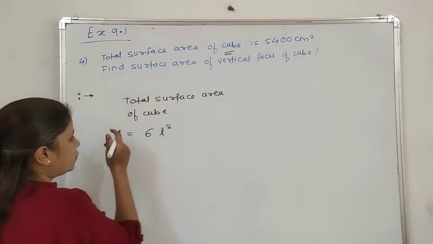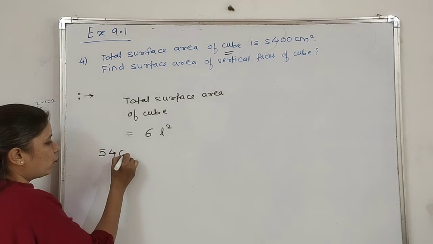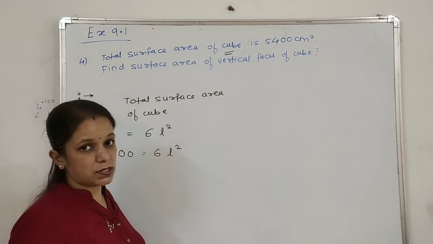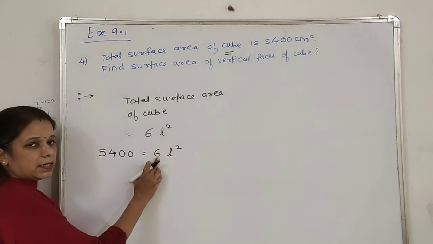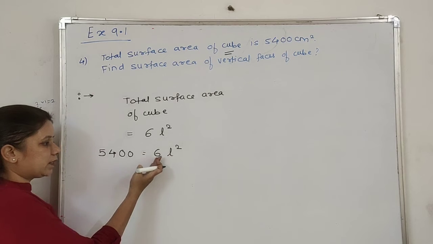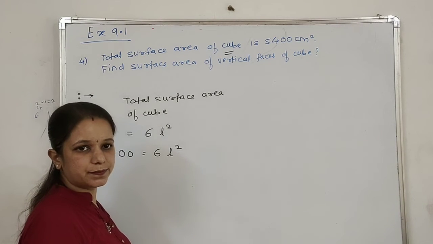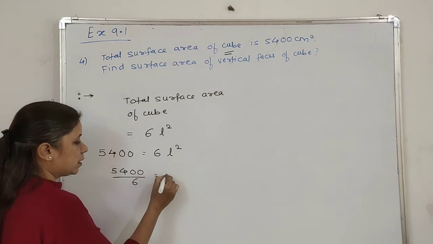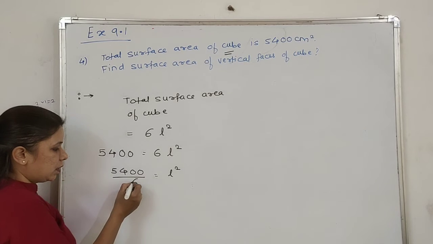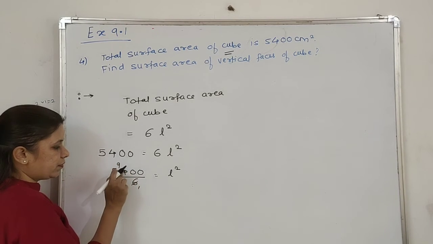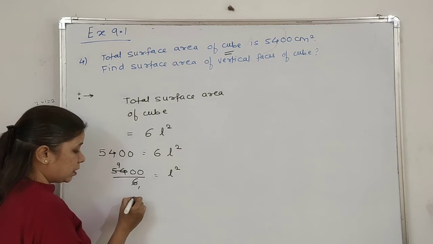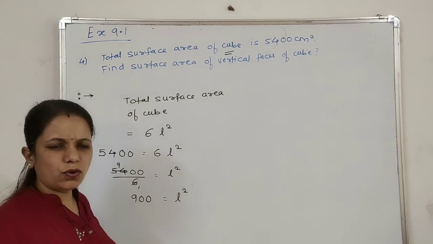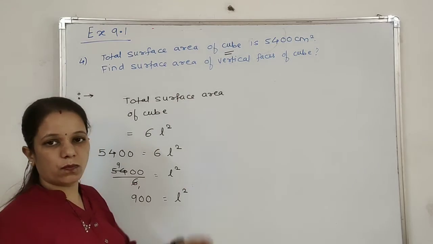Now total surface area is given to you. So 5400 is equal to 6L square. Now just see the calculation part. 6 here is multiplied. So when it comes on the other side, it will be divided. So 5400 upon 6 equal to L square. 6 ones are 6, 6 nines are 54, the 2 zeros are as it is. So 900 equal to L square. No need to calculate L because we are not required.